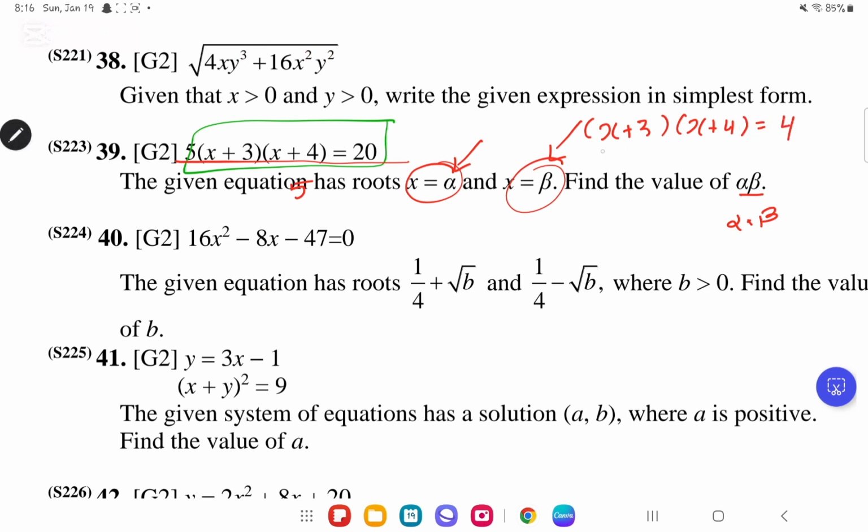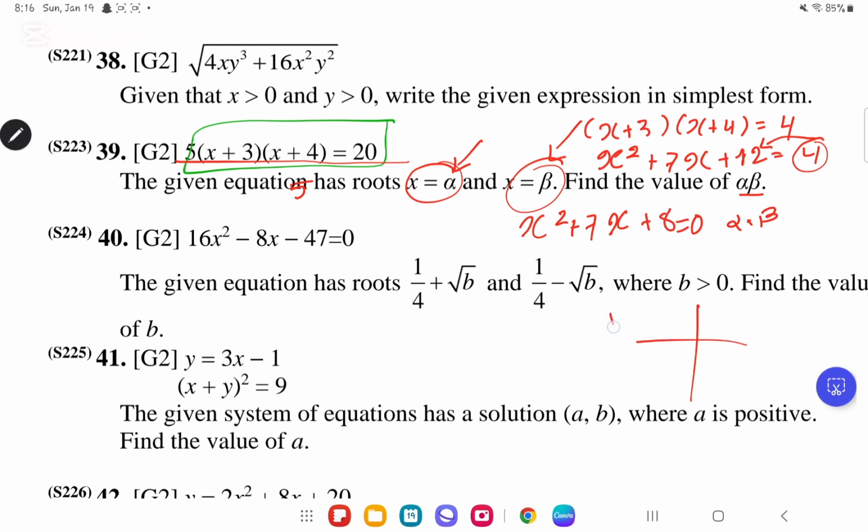Now, if you expand it, you are going to get x squared plus 7x plus 12 is equal to 4. So if you move 4 to the other side, you are then going to get x squared plus 7x plus 8 is equal to 0. Now we find the roots by applying the product-sum method, a product of 8 and a sum of plus 7. When you do that, you are going to find the values of the roots, and then you multiply them again and you get the answer, which is going to be 8.